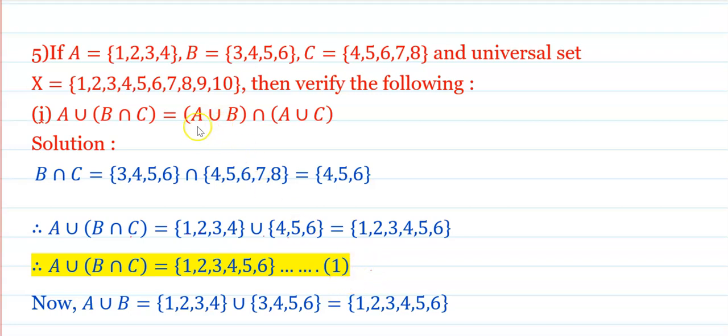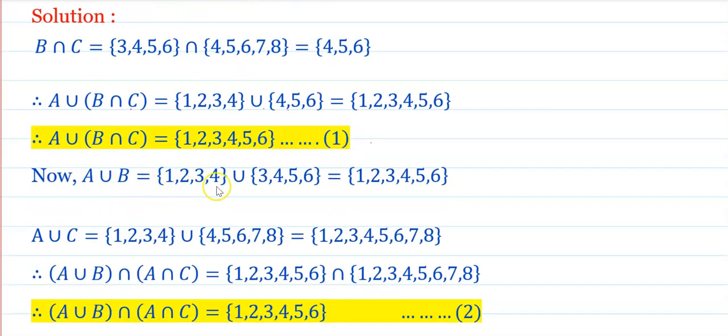What about the next? We will calculate A union B and A union C. Now A union B gives 1, 2, 3, 4, 5, 6. This is the A union B. A union C is {1, 2, 3, 4} union {4, 5, 6, 7, 8}. Therefore, 1, 2, 3, 4, 5, 6, 7, 8. This is the A union C.